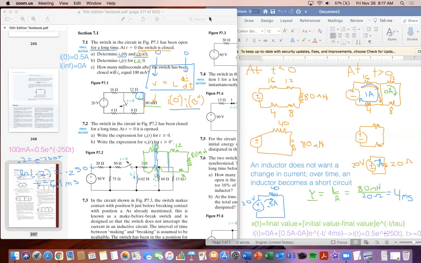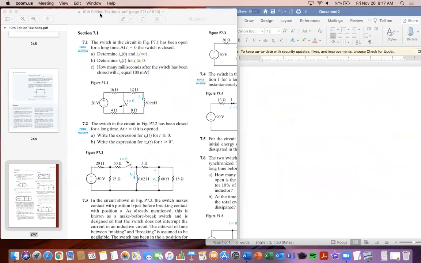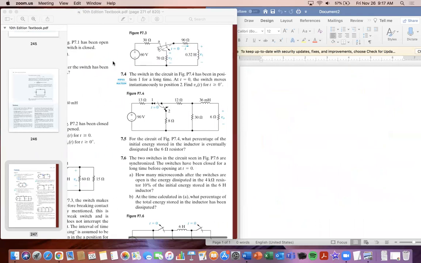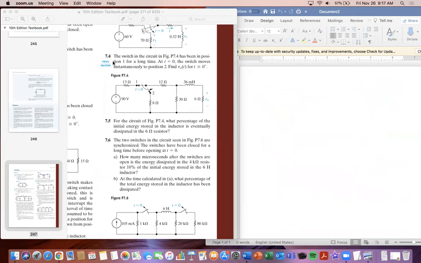Okay, I'm going to do 7.4. If you guys are confused on a problem, just drop it in the chat and then I'll do that. I'm just going in order of what they give, but I can switch it up.